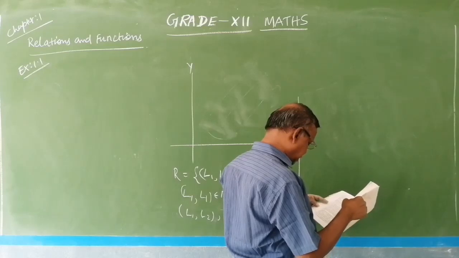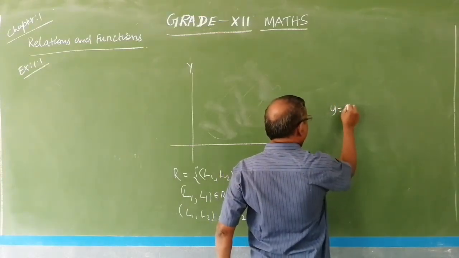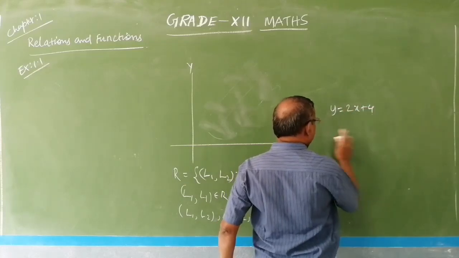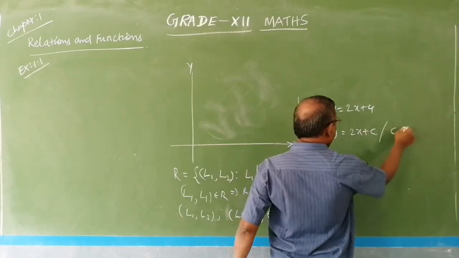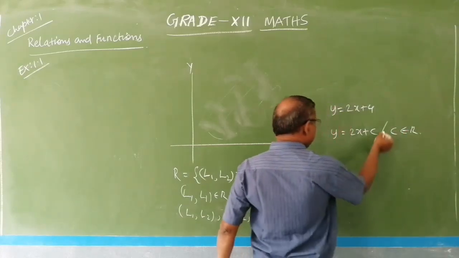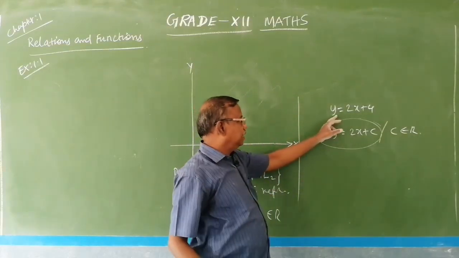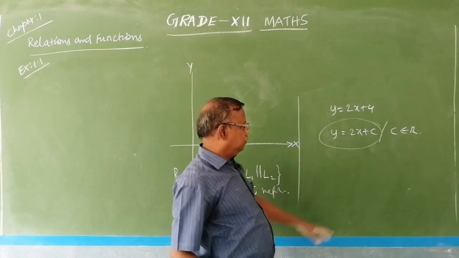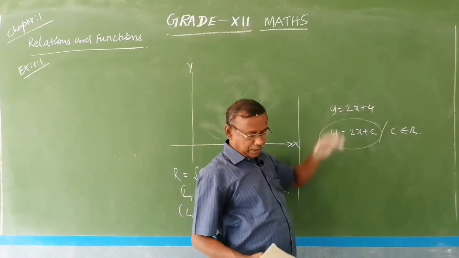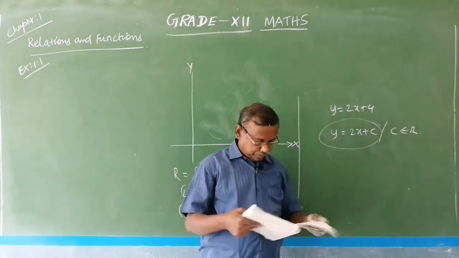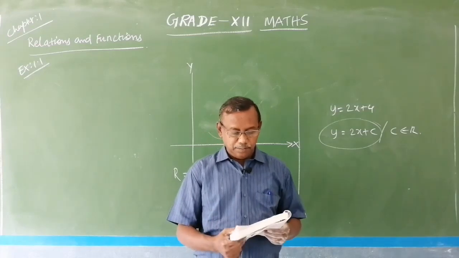Find the set of all lines related to the line y equals 2x plus 4. Clearly we can say y equals 2x plus c, where c belongs to R, is the set of all lines which are parallel to the given line y equals 2x plus 4. When you change the constant, that line will be parallel to the given line. So, this is the answer.